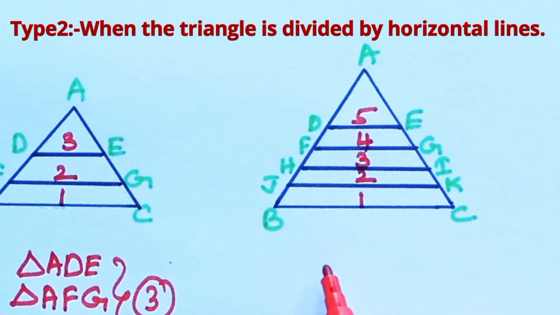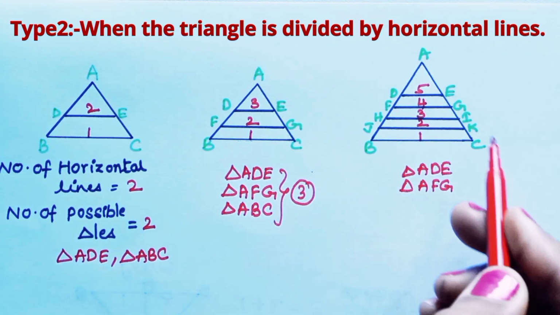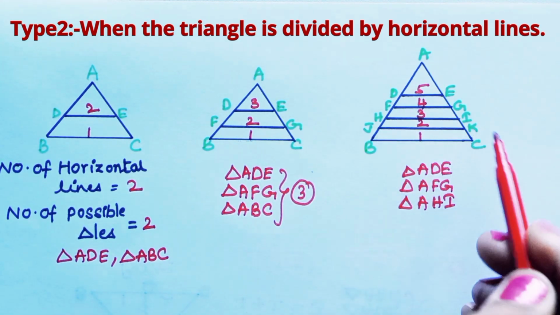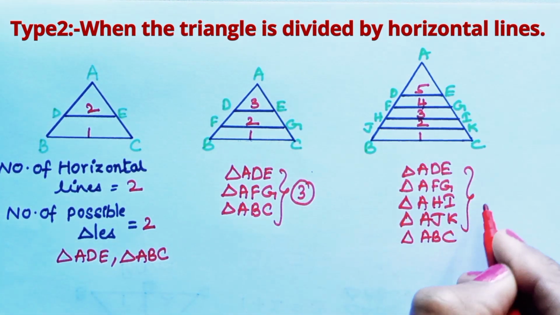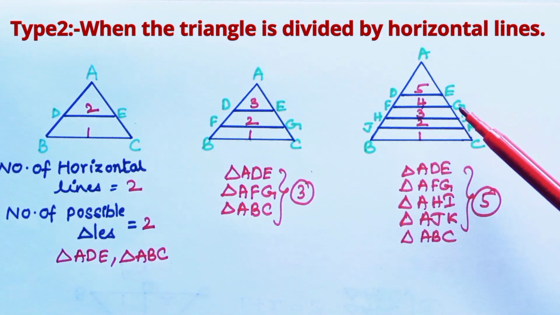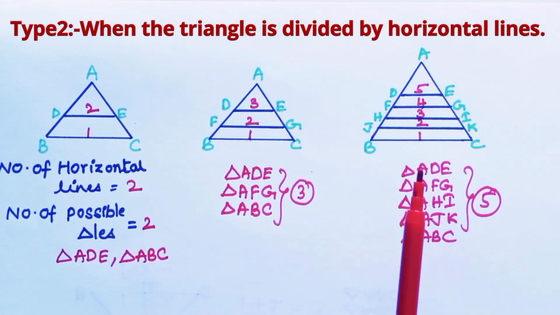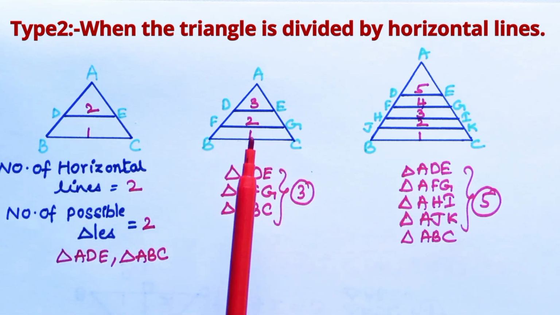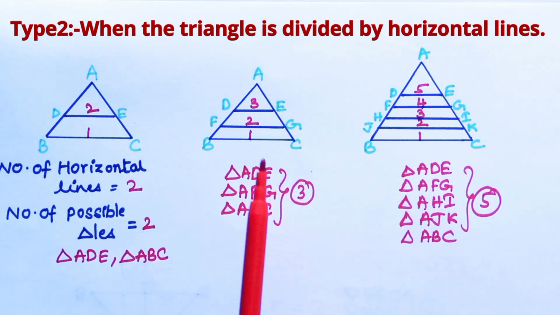Triangle ADE, triangle AFG, triangle AHI, triangle AJK, triangle ABC. These 5 triangles are the hidden triangles present in the given figure, triangle ABC. With all these examples, we can say that when a triangle is divided by horizontal lines, then the number of horizontal lines present in the given figure represents the number of triangles present in the given triangle.